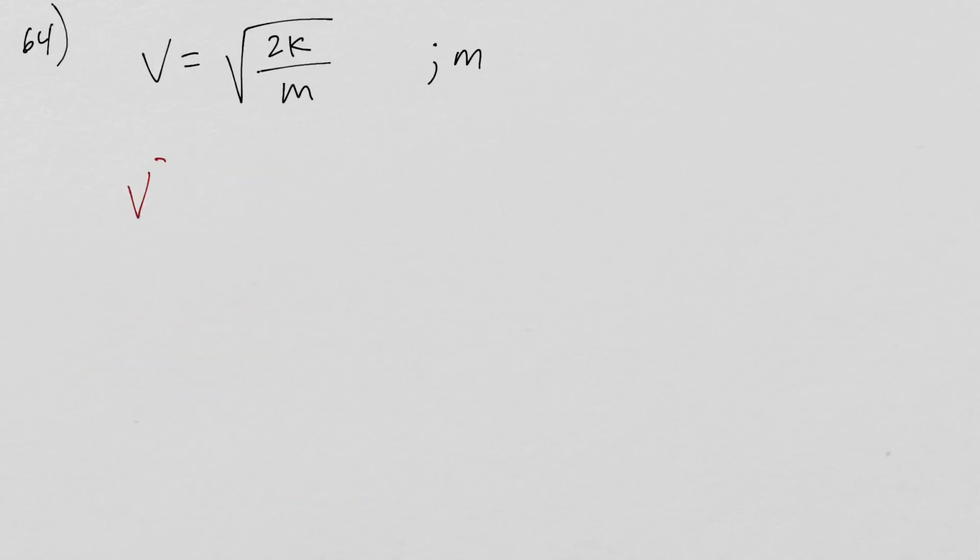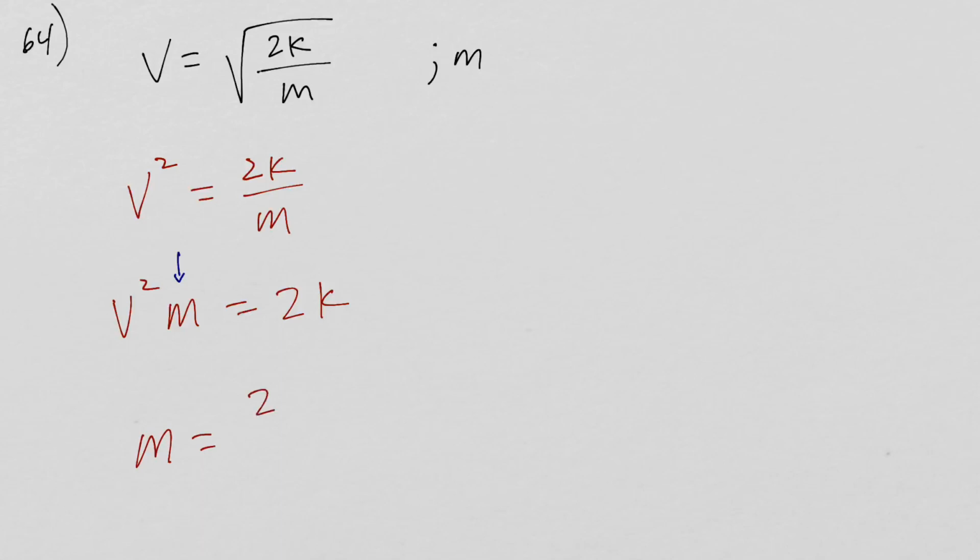Okay, we'll start this problem the same way by squaring each side. So I'll get v squared is equal to 2k over m. I'll clear the fractions by multiplying each side by m. So v squared m is equal to 2k. But this time I'm after this m, so I'll divide each side by v squared. And I'll get m is equal to 2k over v squared.